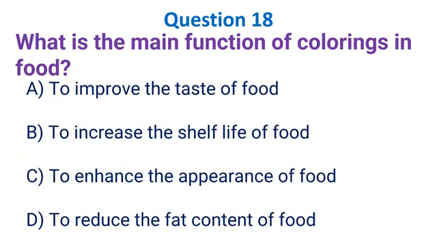Question number 18. What is the main function of the colorings in the food? Options are option A to improve the taste, option B to increase the shelf life, option C to enhance the appearance, option D to reduce the fat content. Correct answer is option C to enhance the appearance of the food.